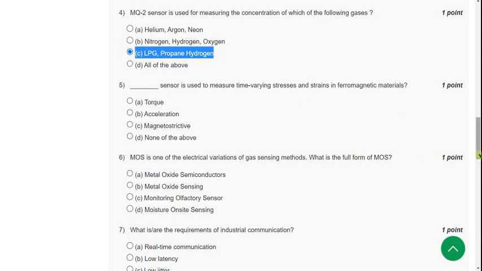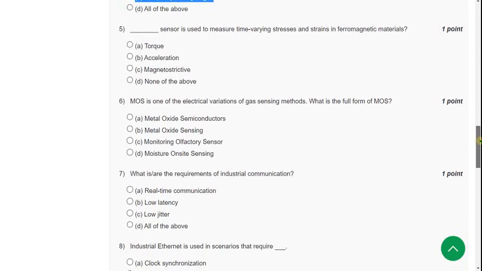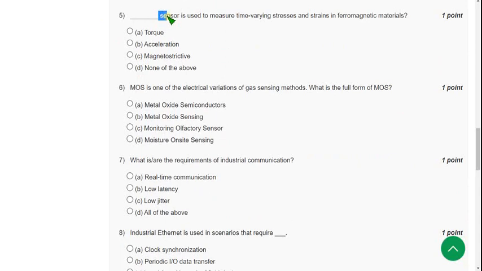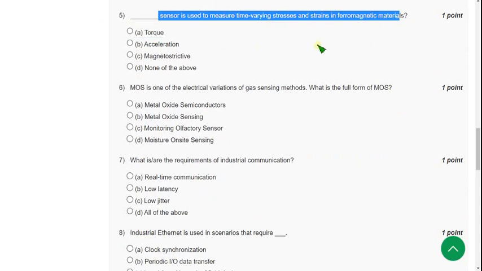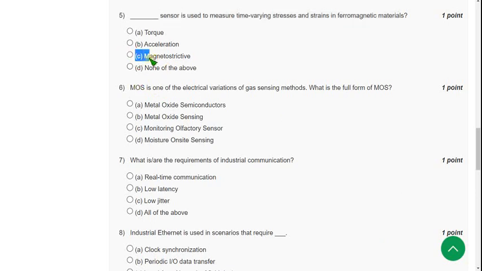Moving on to the fifth question, dash sensor is used to measure time varying stresses and strains in ferromagnetic materials. For the fifth question, the correct answer is option C, magnetostrictive.